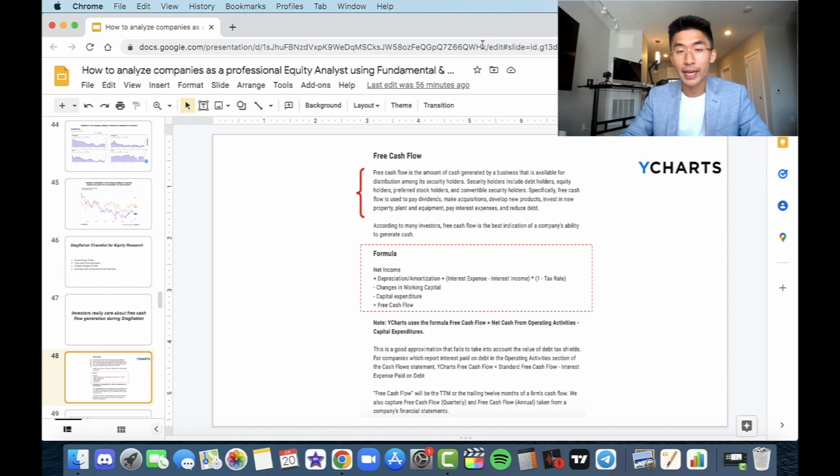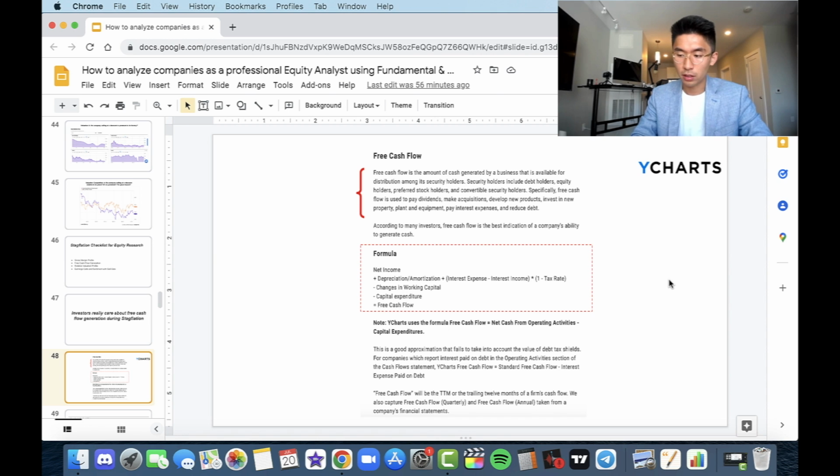So what is free cash flow? Well, free cash flow is, quote unquote here from YCharts, the amount of cash generated by a business that is available for distribution among its security holders. Specifically, free cash flow can be used to pay dividends, make acquisitions, develop new products, invest in new plant, property and equipment, pay interest expenses, and reduce debt. According to many investors, free cash flow is the best indication of a company's ability to generate cash, and I completely agree with this. Here's the formula if you want to take a look at it. If you're studying for the CFA, this formula is probably really helpful for you.